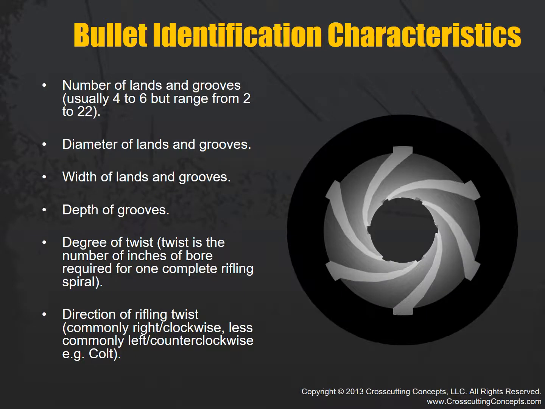Okay, so let's look at bullet identification characteristics. The first one is usually the number of lands and grooves, which is usually 4 to 6, but can range anywhere from 2 to 22. The diameter of the lands and the grooves, the width of the lands and grooves, the depth, the degree of twist, and the direction of the rifling twist. It's commonly clockwise, less commonly counterclockwise.